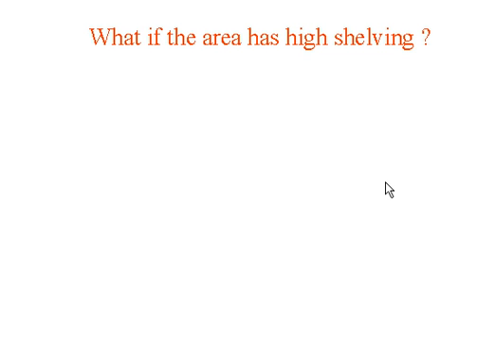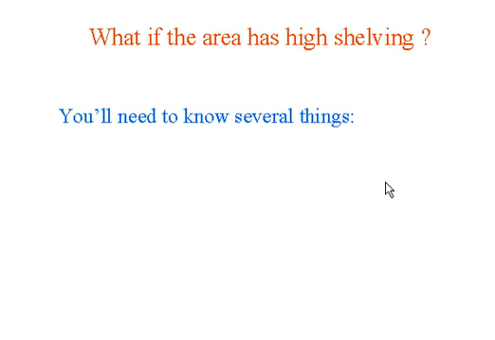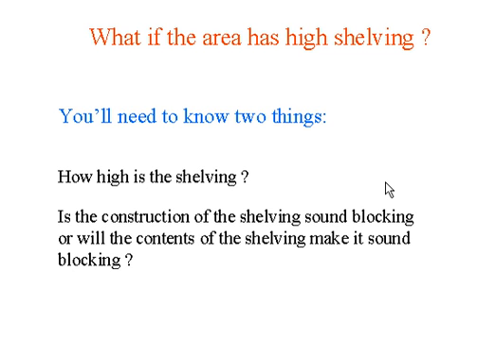But what if the area had high shelving? Shelving that was high enough to go almost all the way up to the ceiling. It looks something like this. Well, you need to know a couple of things. How high is the shelving? And is the construction of the shelving sound blocking? In other words, will sound pass from one aisleway to the other? Also, will the contents of the shelving make it sound blocking?